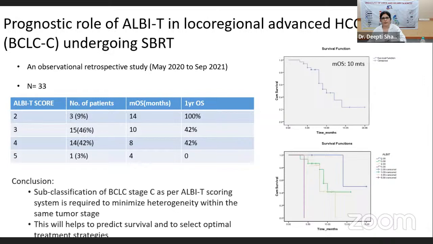If we incorporate the TNM staging as well, so the ALBT staging, in this publication from our institution, we have shown that when patients were subclassified on the basis of ALBT score, the patients with an ALBT score of 2 had a better overall survival of 100% at 1 year as compared to an ALBT score of 5 with a zero survival rate at 1 year. So this shows that the ALBT is a better predictor for survival and for selecting the optimum treatment strategy.